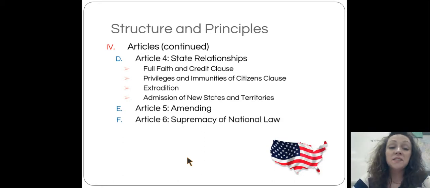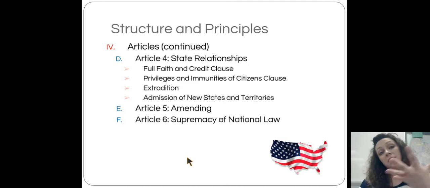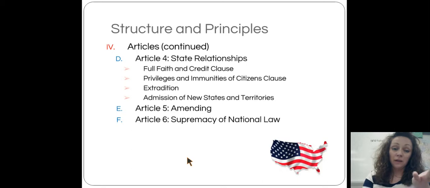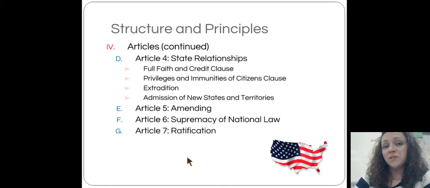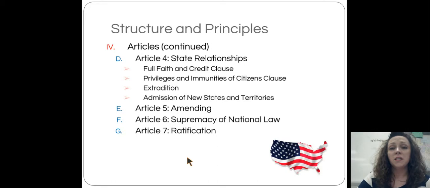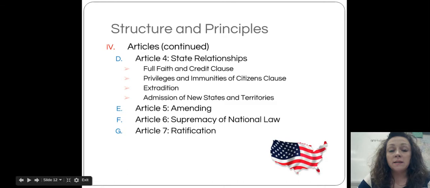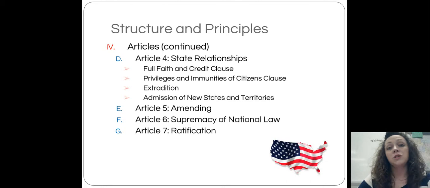Article 6 deals with the supremacy of national law. That basically says that national law is supreme. So if there's ever a conflict between a state law and a federal law, the federal law will always supersede. And last but not least, Article 7 set the requirements for ratifying the Constitution. Okay, so basically it said that if the Constitution was going to be ratified and adopted as the supreme law of the land, then 9 out of the 13 states had to agree to it. And that happened, obviously, and here we are today.